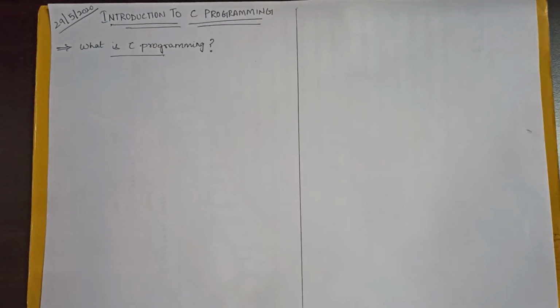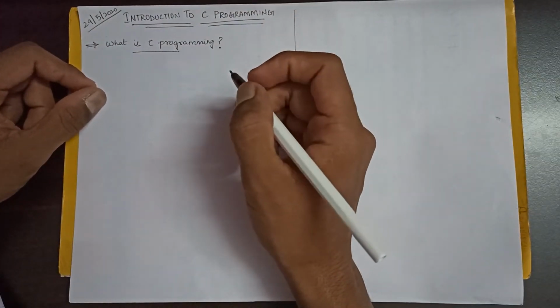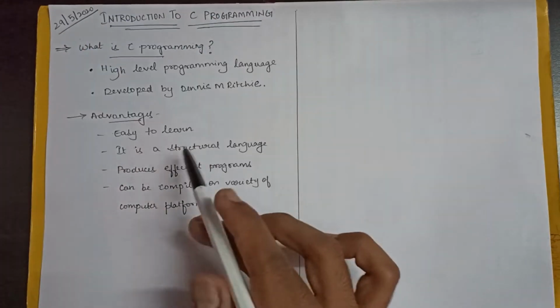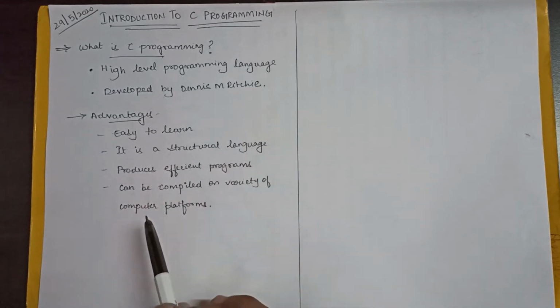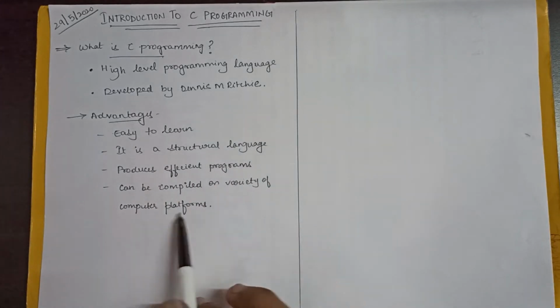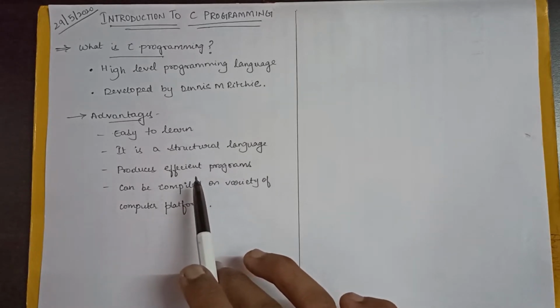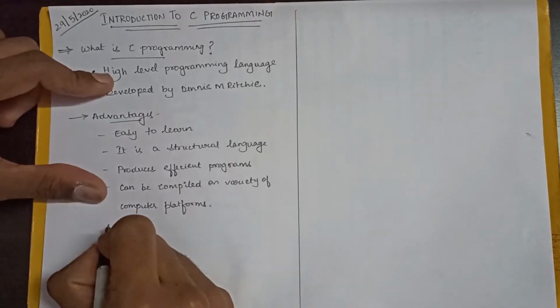The very first question: what is C programming? C is a general purpose high-level programming language developed by Dennis M. Ritchie. It is very easy to learn. It is a structural language and the programs produced are efficient. It can be compiled on a variety of platforms, Mac, Windows. It can be compiled on any computer platform. And it also provides a variety of data types.